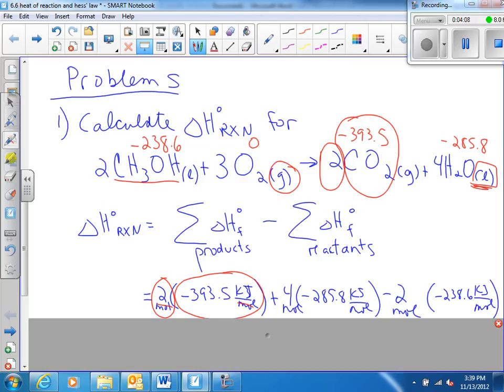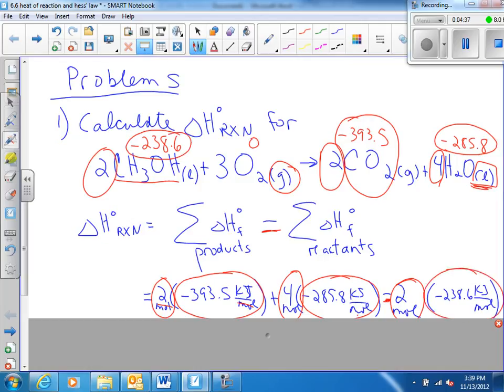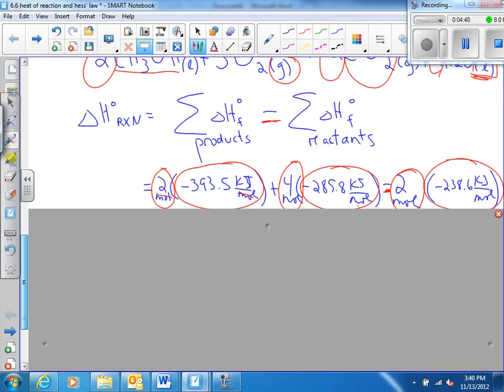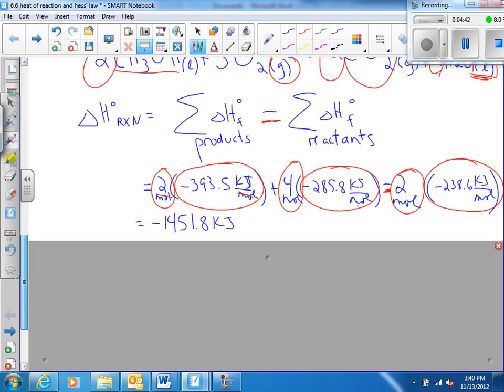I have to do all the products. So there's another product over here. I've got my water value of negative 285.8 kilojoules per mole, and I've got my 4 moles, so I multiply that by 4 moles. And I now subtract off the reactants, minus 2 moles, because I have 2 moles right here. And the value for this methanol is negative 238.6. I put that in here, and when I calculate that all out, this is what I get.